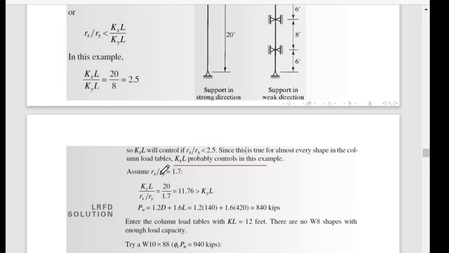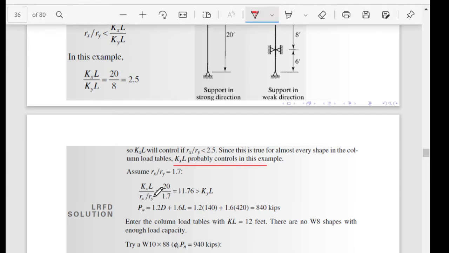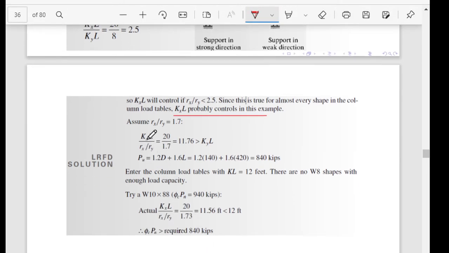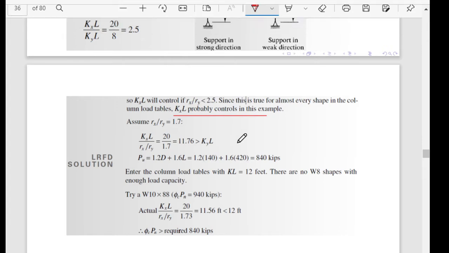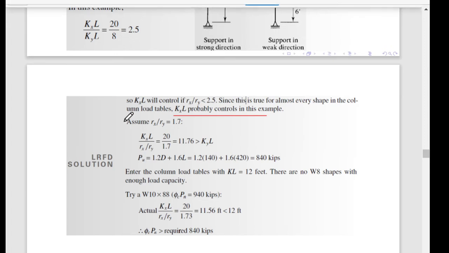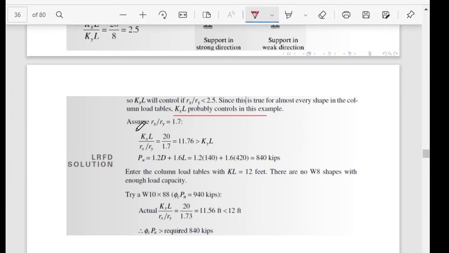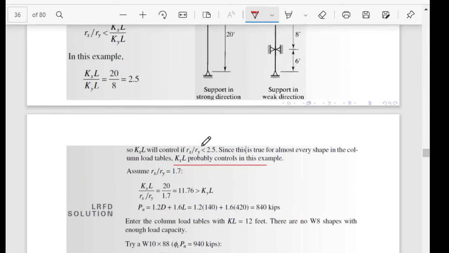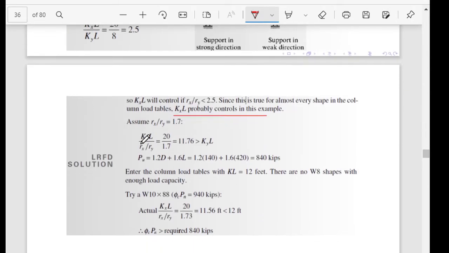So we assume that the Rx over Ry is 1.7. So we assume the KXL over Rx over Ry. Now KXL is 20 divided by this assumed ratio of Rx over Ry, 1.7. The answer is 11.76, which is greater than KYL. So meaning this KXL, in the strong direction, controls.